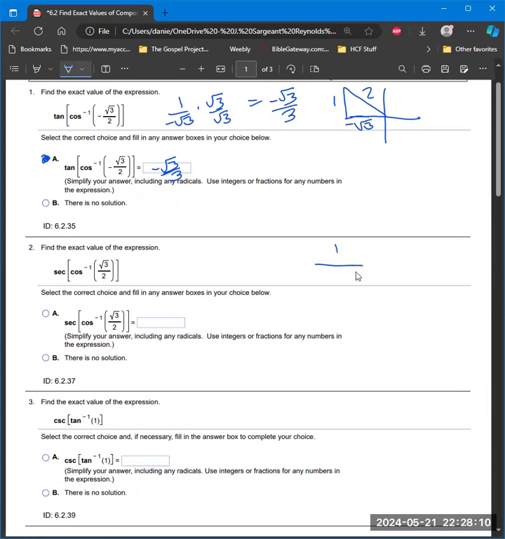Cosine is positive in quadrant 1. Cosine value of √3/2, making that side a 1. And the secant is going to be hypotenuse over adjacent, which we'll rationalize and make 2√3/3.